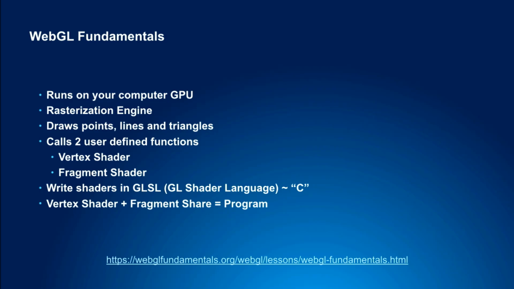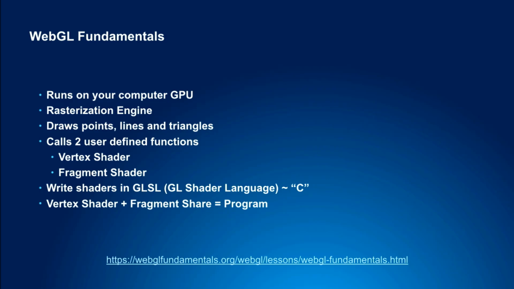So WebGL is a rasterization engine, and it does nothing but draw very simple things: points, lines, and triangles. Actually, it doesn't draw polygons, it draws triangles. That's it. It's a very simple scenario. But you provide two functions. Those functions in WebGL parlance are called shaders. And there are two types of shaders that you give it: the vertex shader and the fragment shader. I'm going to talk to you about it a little bit. And you write shaders in a language called GLSL, which stands for the WebGL shader language.